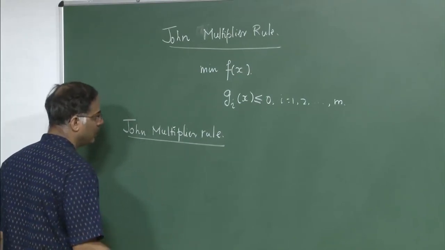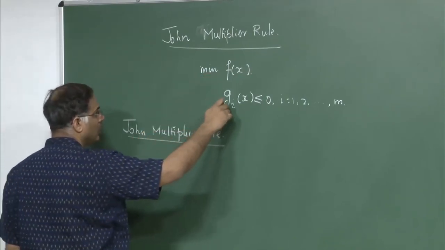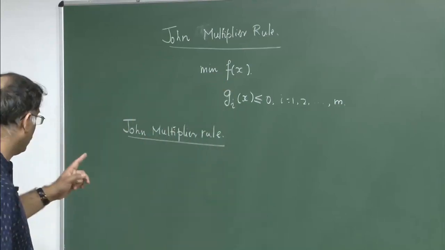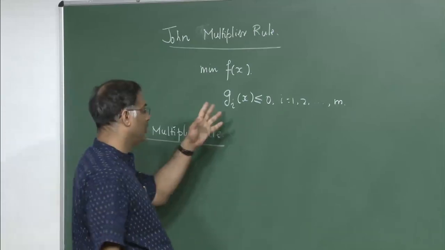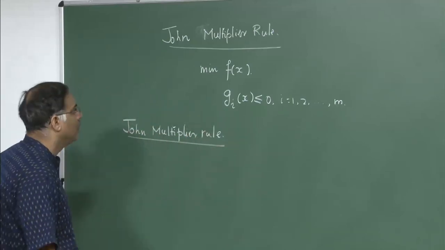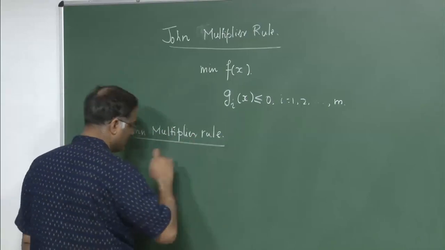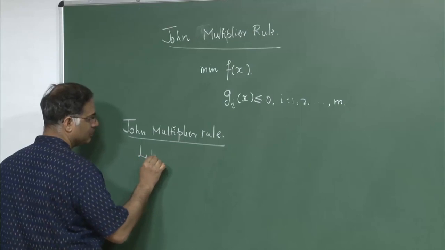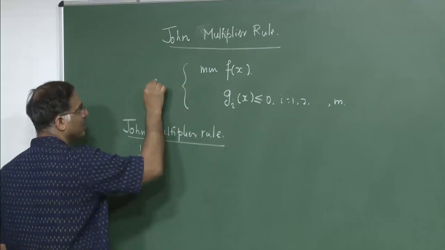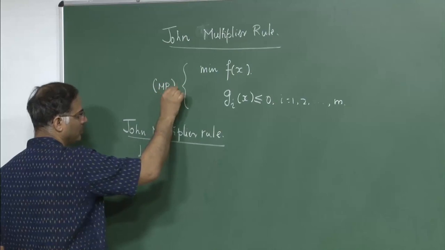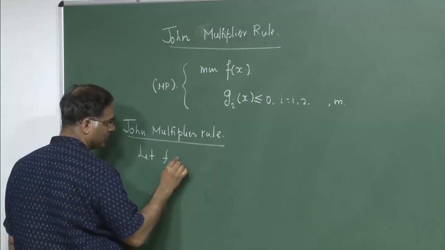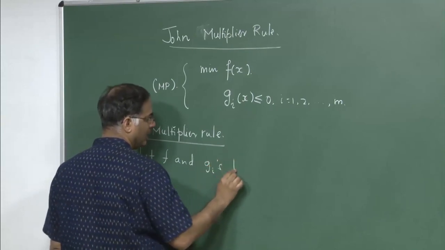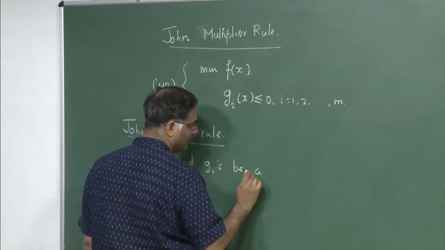Now observe one thing, let us assume that all of these are differentiable functions, just differentiable functions. If we have more equality constraints, we have to assume something more, that is continuous differentiability. But if you just have this, you have differentiable functions, and we will see why it is so. So let us call this problem MP, math programming problem. Let f and g_i's be differentiable.